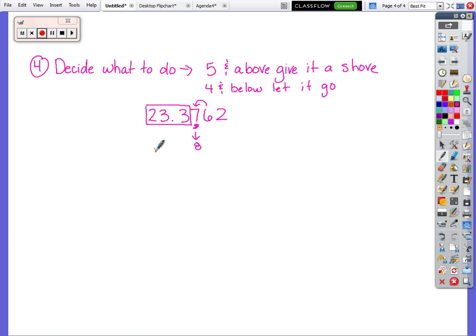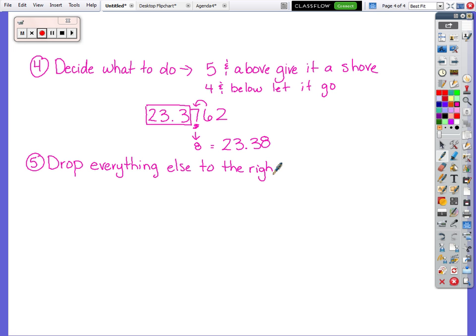So now I have 3, because those have to stay the same. And now I'm changing my 7 to an 8. Okay, my last step is drop everything else to the right. So once you've changed your number or let it go, you're done.